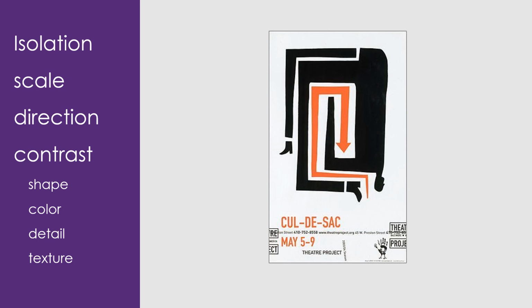So again, I think there's obviously a bit of direction at play. There's an arrow in that illustration. There's definitely also some color contrast with the orange of the arrow and the orange headline, cul-de-sac, May 5th through 9th. So again, my eye is looking at that orange arrow. I'm seeing the large illustration within and around the arrow, and then I'm traveling down the poster. I'm reading cul-de-sac, May 5th through 9th, and then I'm seeing the theater project logo and the rest of the information.